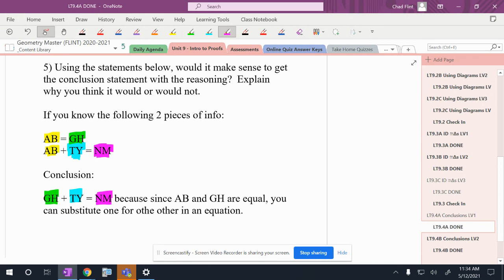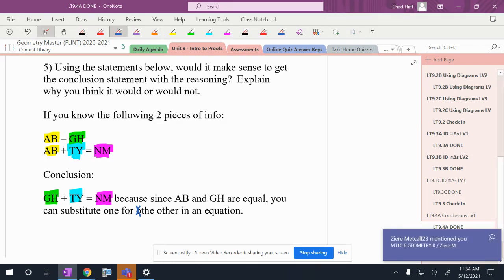It says that since AB and GH are equal, you can substitute one for the other. It's got an extra O in there. One for the other. Cross that extra O out. One for the other in an equation. All right, so that can happen. Now, maybe that makes sense to you, maybe it doesn't. Let's use numbers again.